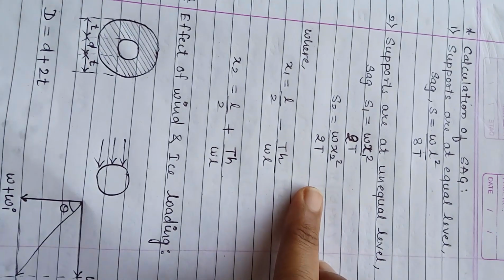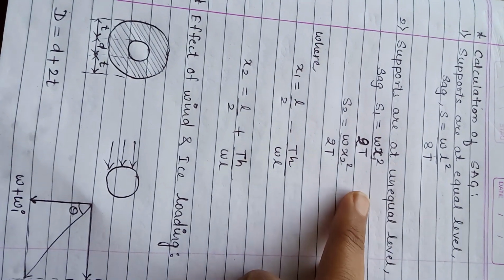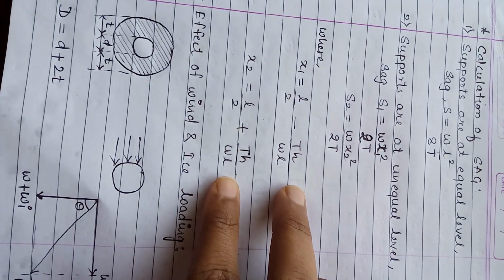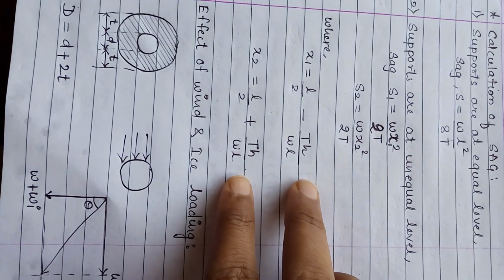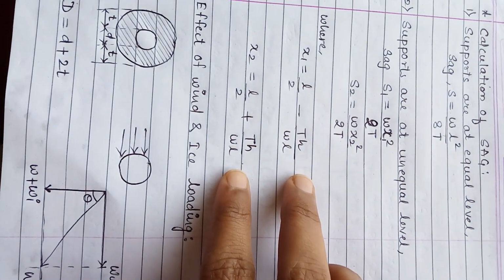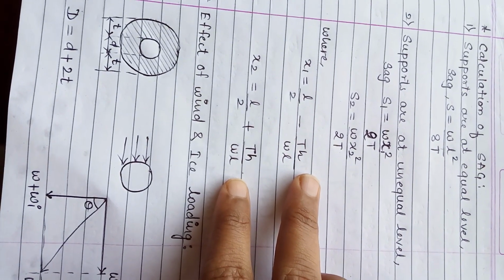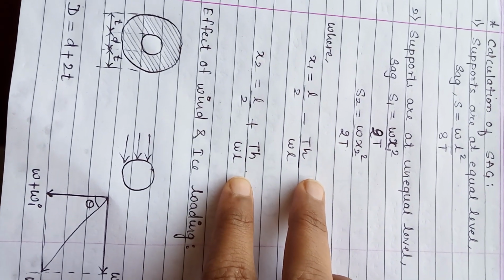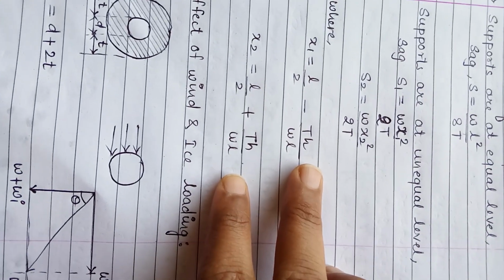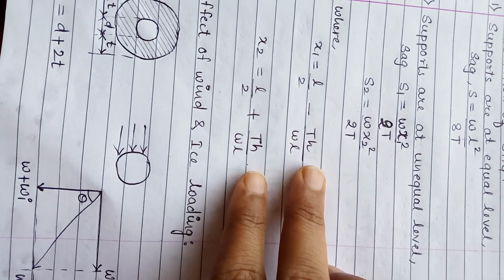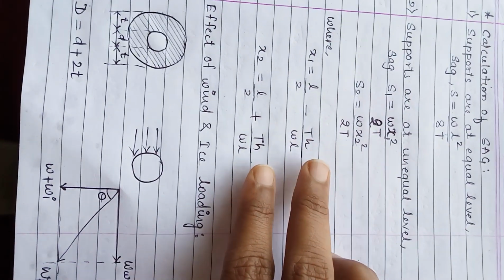again W is the weight of the conductor per unit length and T is the tension in the conductor. And x1 and x2 are given by these two formulas. x1 is L by 2 minus TH upon WL and x2 is L by 2 plus TH upon WL, where L is the span of the conductors, that is the distance between the two poles. T is the tension in the conductor and H is the difference in the height of the two poles which are at unequal level, right?